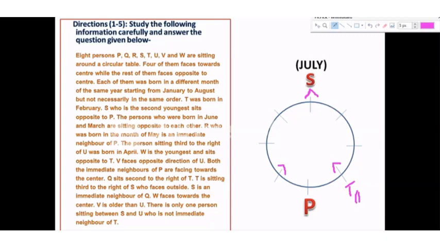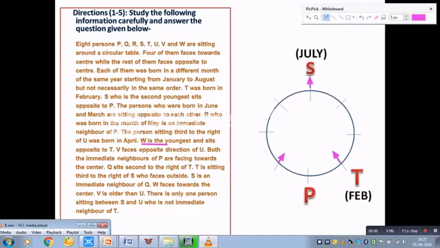So S's third right is over here, so I write T over here, and also the month of T is February. Moving further, we knew that W is the youngest and sits opposite to T. T's opposite is over here. So here W is sitting, and he is born in the month of August. Also W faces towards the center, so I marked center for W.